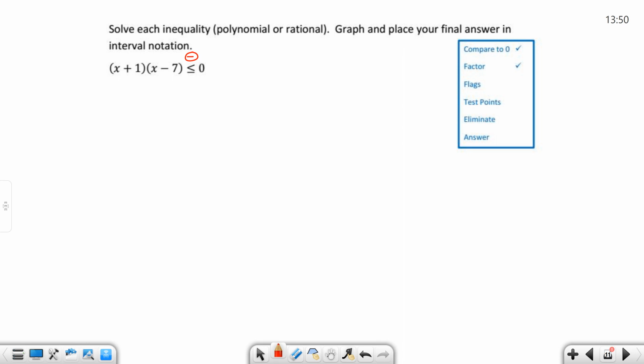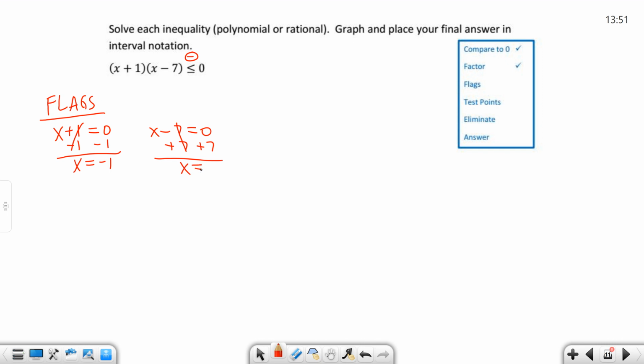All right, so here, my next thing says flags. Well, in my flags, I want to find my zeros. So I like to label, hey, flags over here, and then set each one of my factors equal to 0. Now, I know that I don't have equal 0 here, but for flags, we treat them like we're finding zeros. So we set them equal to 0, and that's both numerator and denominator. Now, when I write my denominators, I will put not equals just to remind myself, hey, you can't shade that flag, bud. Okay, just to make sure. So I'm going to solve this, subtract 1 from both sides. X equals -1 and plus 7 on both sides here, so x equals 7.